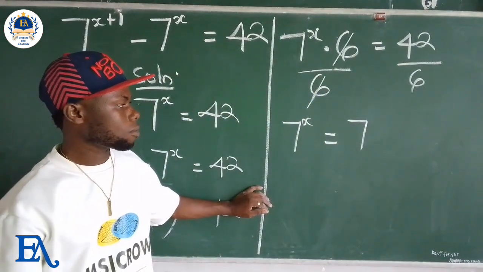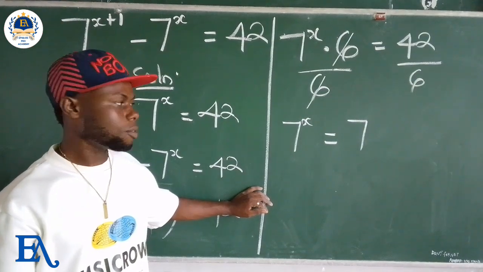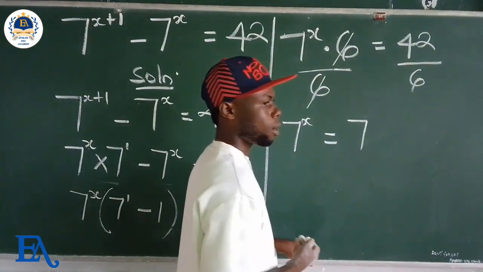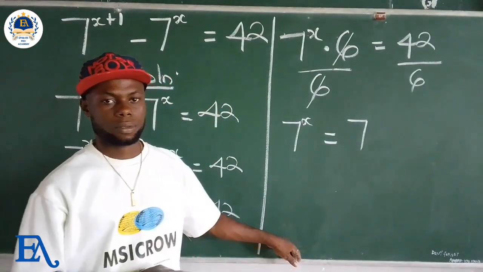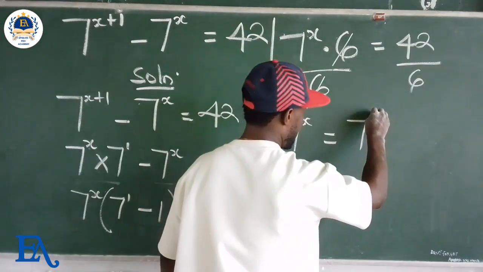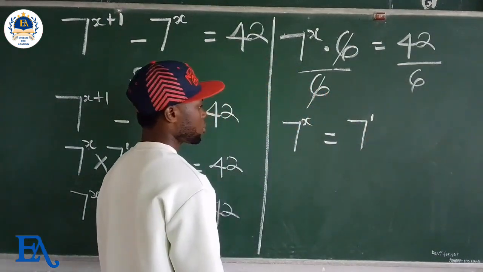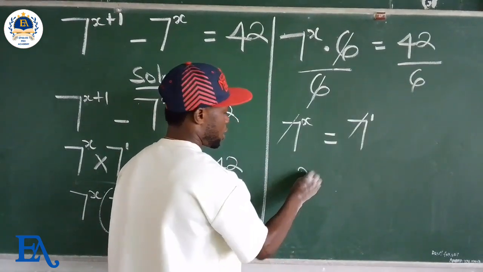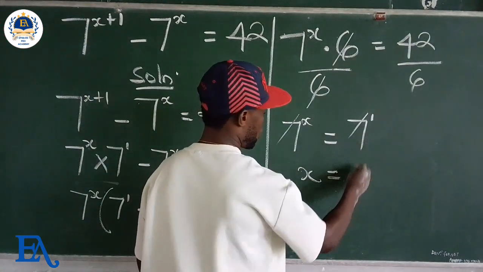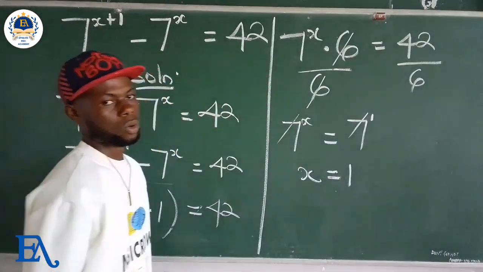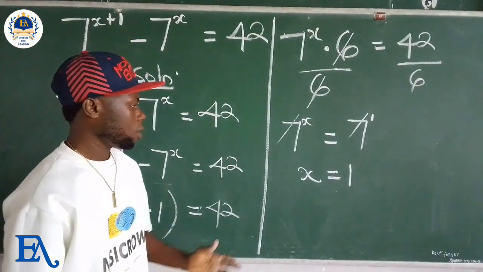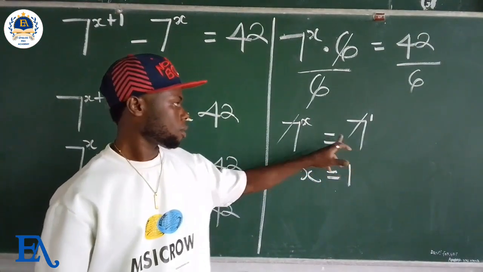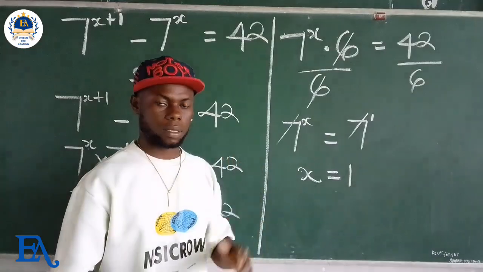And 7 is the same as 7 raised to the power of 1. Every natural number is raised to the power of 1. So 7 is the same as 7 raised to the power of 1. And this can cancel this. x equals 1. Or by comparison, since the bases, or the bigger numbers, are the same, 7, their powers must also be the same.